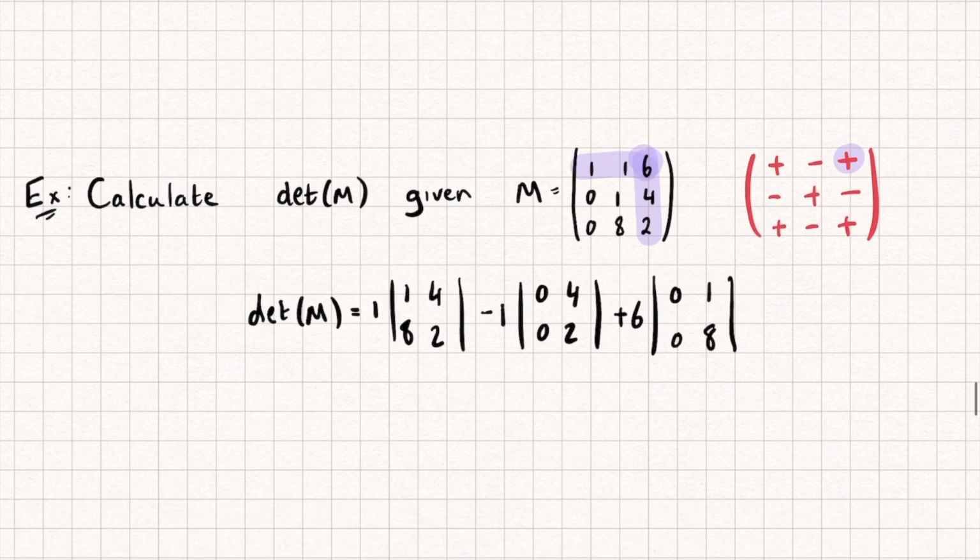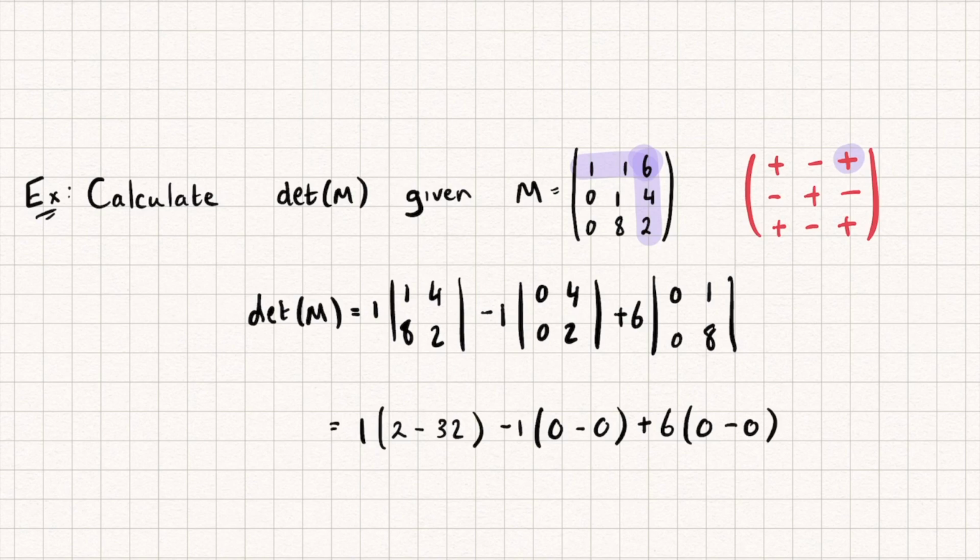There we go. So let's calculate it. The first one, I've got 1 multiplied by the determinant, which is 1 multiplied by 2, subtract 4 multiplied by 8. The next part, I've got minus 1 multiplied by 0 multiplied by 2 is 0, subtract 4 multiplied by 0 is also 0. And finally, 6 multiplied by 0 times 8 is 0, subtract 1 multiplied by 0 is 0. So these just go to 0, and we're left with negative 30 as our determinant.